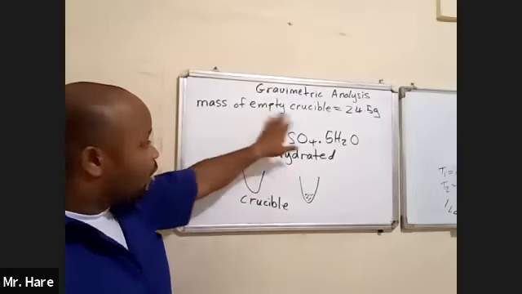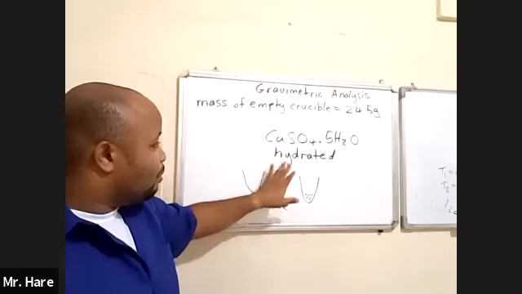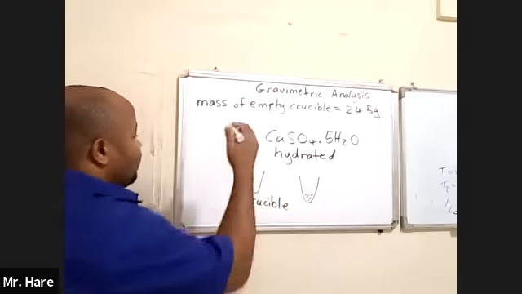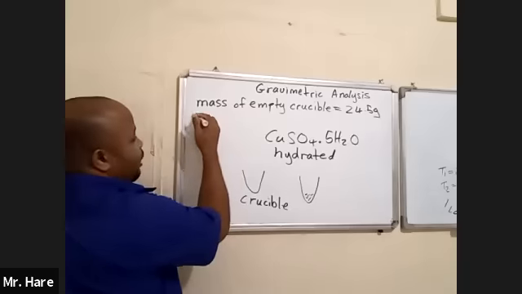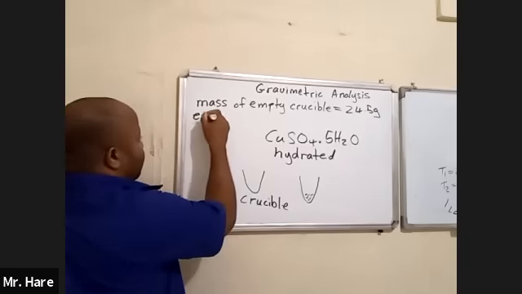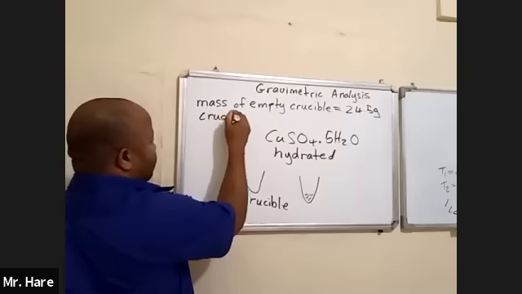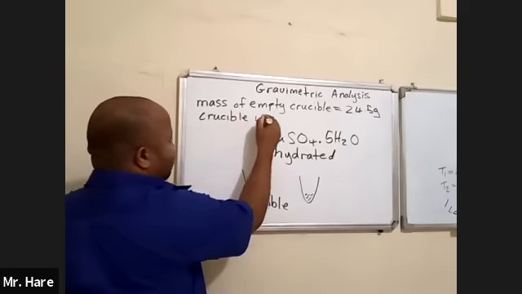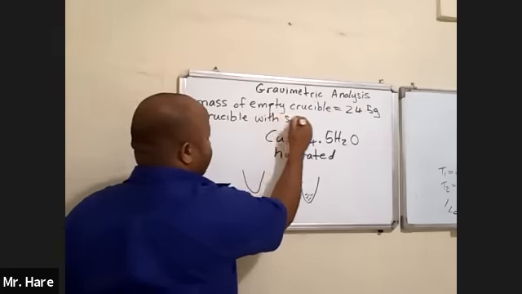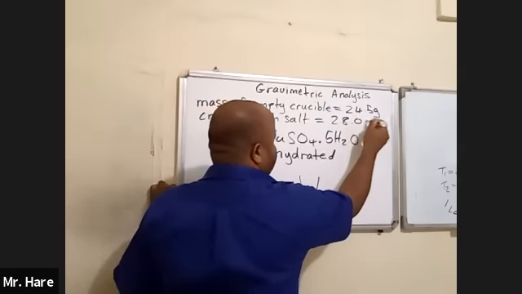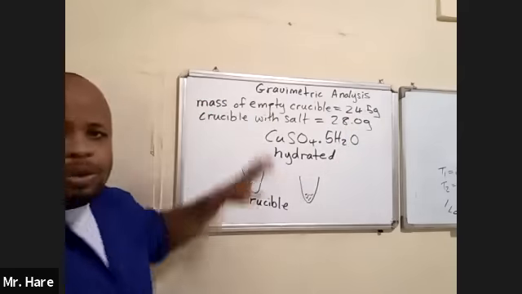You weigh an empty container, you place a sample in the container, and you weigh it again. So let us say now the crucible with the salt is equal to, let's say, 28 grams. All right, that is what you would do.